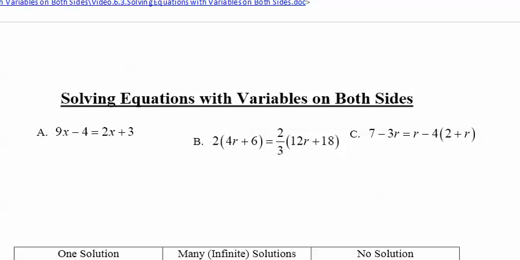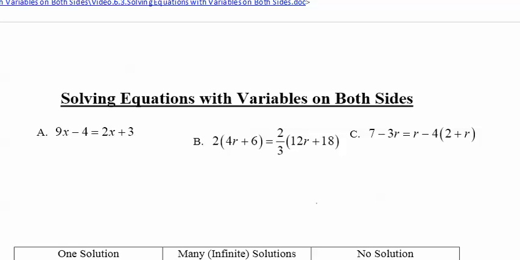Well, it's really simple. It means that you have an equation, as for instance in A, you have 9x minus 4 is equal to 2x plus 3. All that means is that you have variables on both sides of your equal sign. So notice that you have a 9x on the left side and a 2x on the right side. The same thing here. In question B, you have a 4r on the left side and you have a 12r on the right side. And then you have a 3r on the left side and a 4r on the right side.